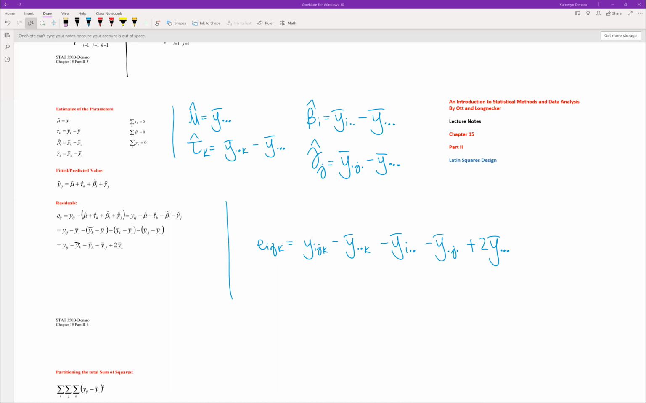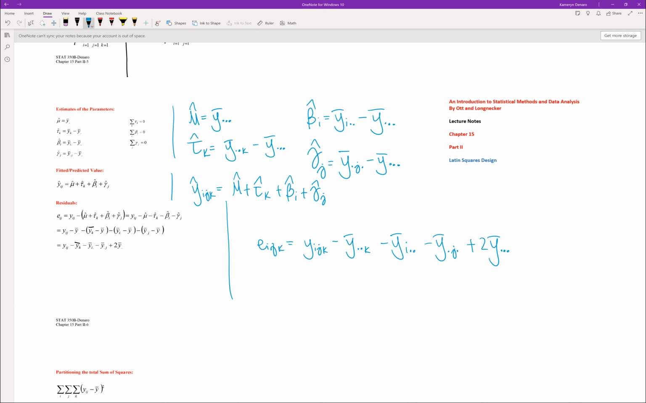Okay, so we had two slightly different notations. Depending on which notation you're using, you can use what I have written in black or what I have written in blue. You can find estimates of your parameters, and then using those, you can find your fitted values, or you can also find your residuals. And the way you do that is by using the equations here.